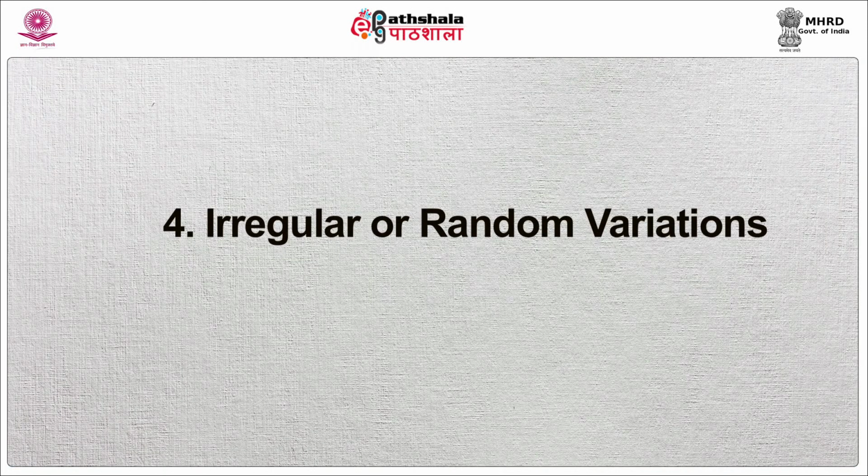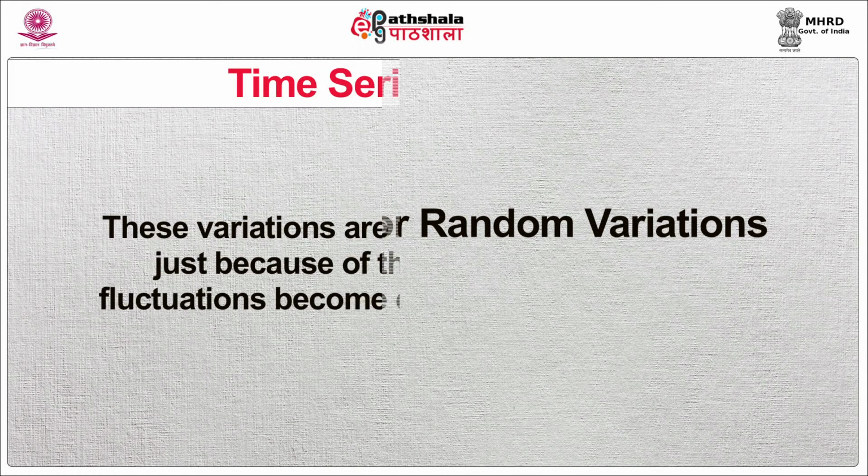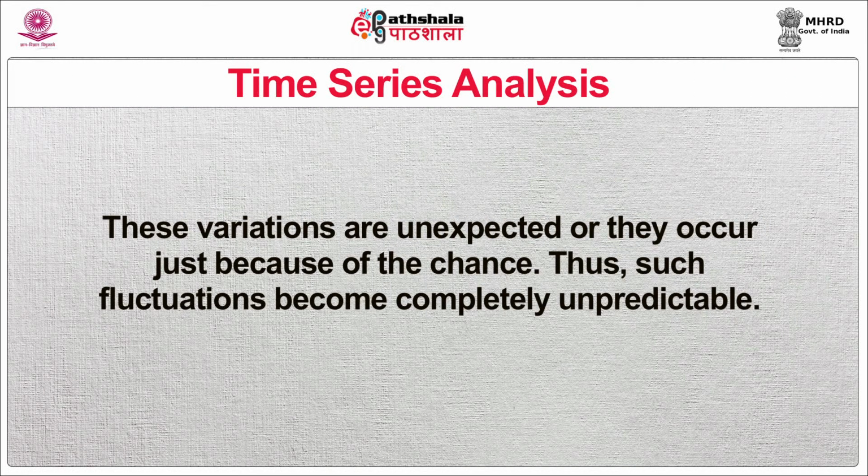The fourth variation is irregular or random variations. These variations are unexpected or they occur just because of chance. Thus, such fluctuations become completely unpredictable.